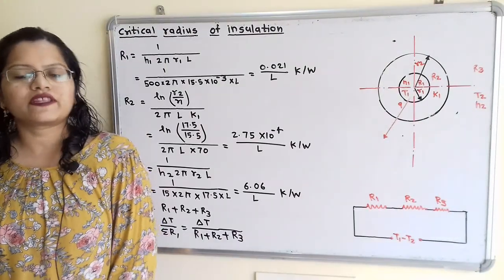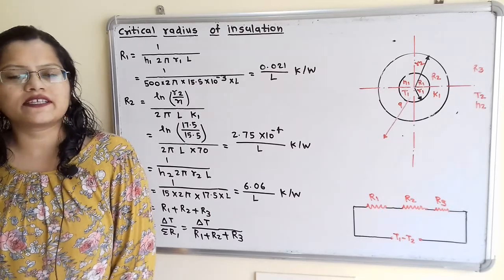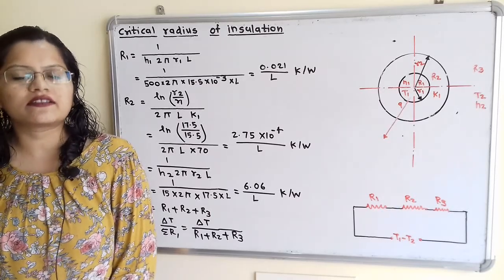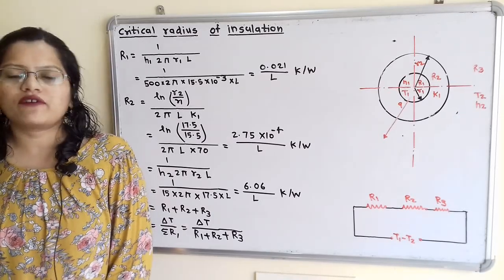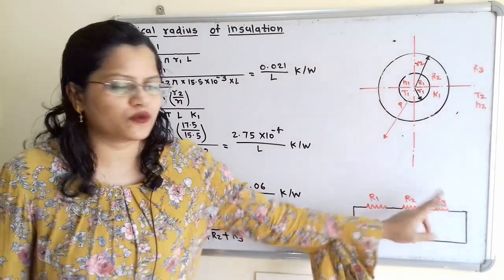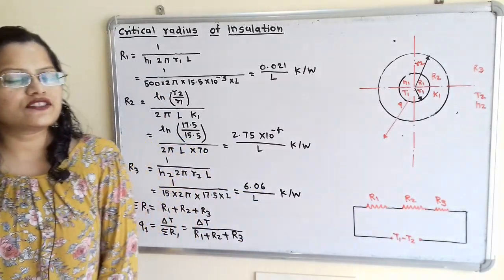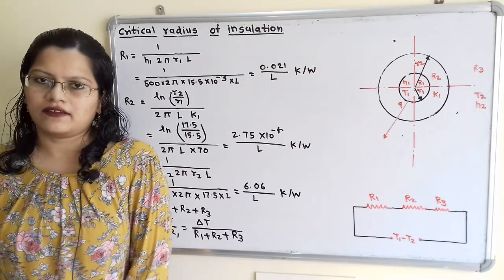Now we will move to the calculation. Here the pipe is given but its length is not given. We will consider this pipe as a cylinder and we will apply the formula for the cylinder while calculating the resistances R1, R2 and R3. Now the length is not mentioned, so in the solution we will consider it L.